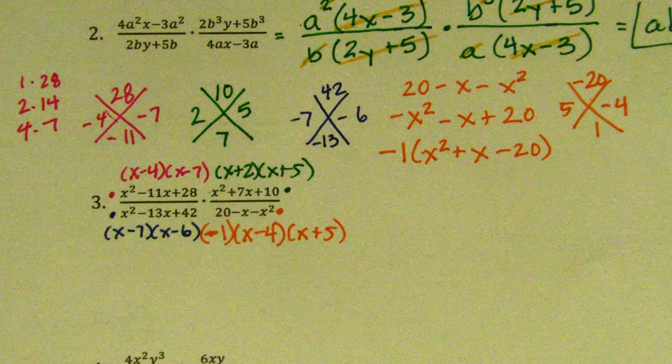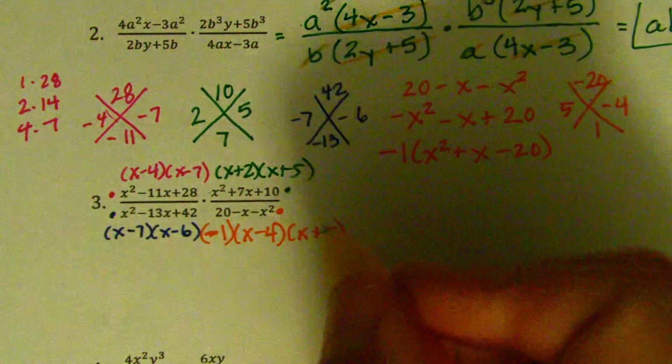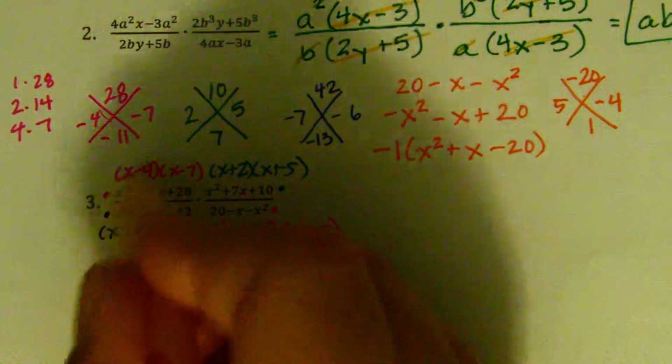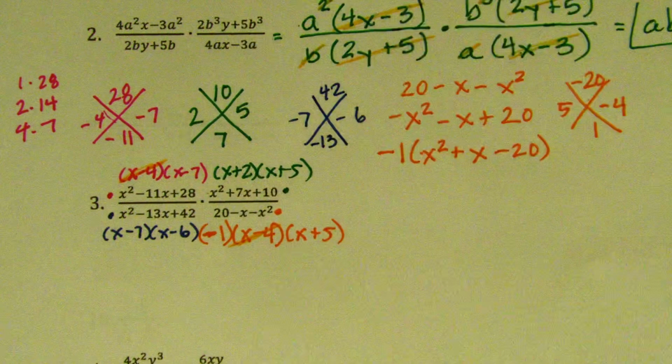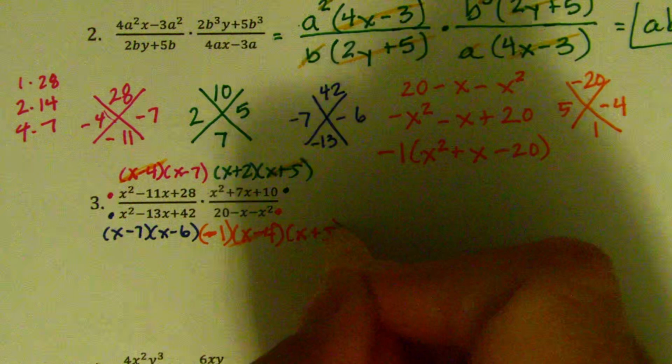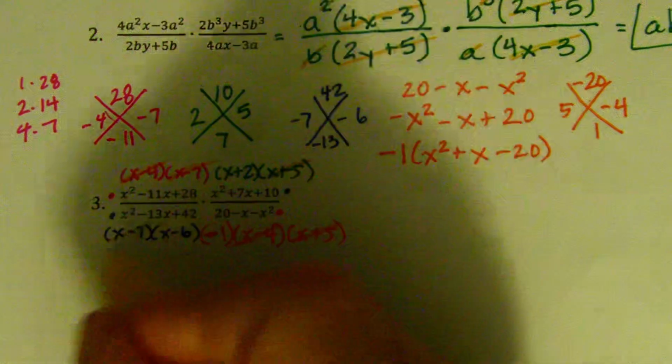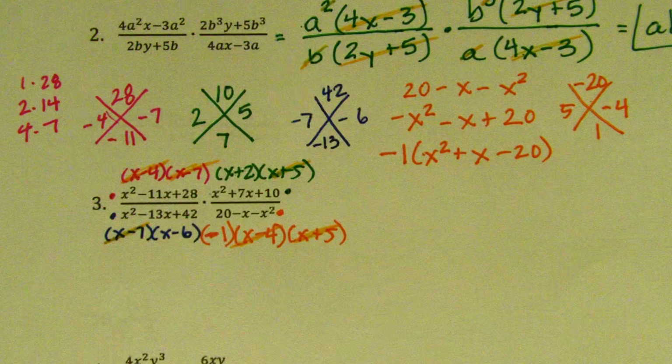And from here we can go ahead and start canceling factors. I have an x minus 4 and an x minus 4. I have an x plus 5 and an x plus 5. I have an x minus 7 and an x minus 7. And I think that's it.